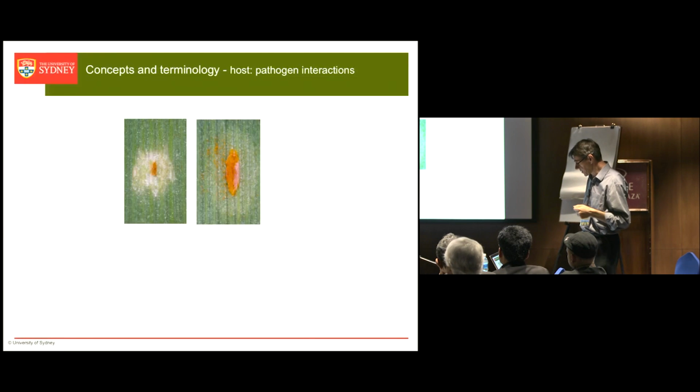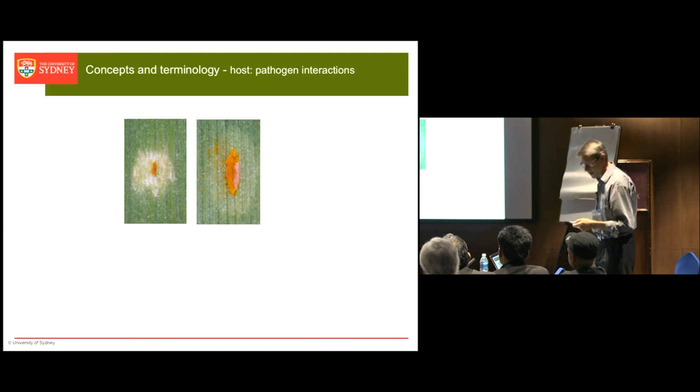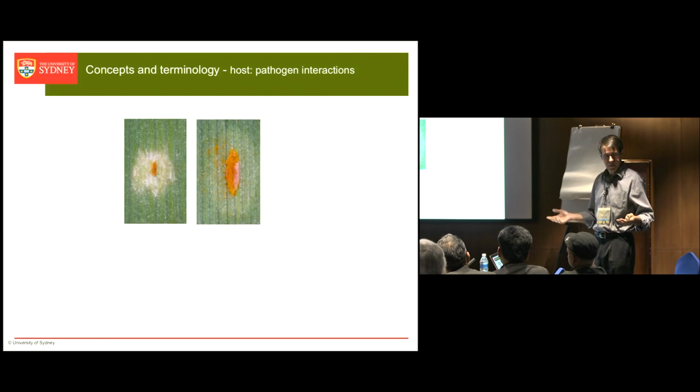Okay, so I showed this image yesterday. It's 2 wheat leaves, 2 wheat leaf rust pustules. This one and this one. What are we actually looking at here? How would we describe this one? And how would we describe this one? You might say resistance or susceptibility. All right, resistance here, susceptibility here.